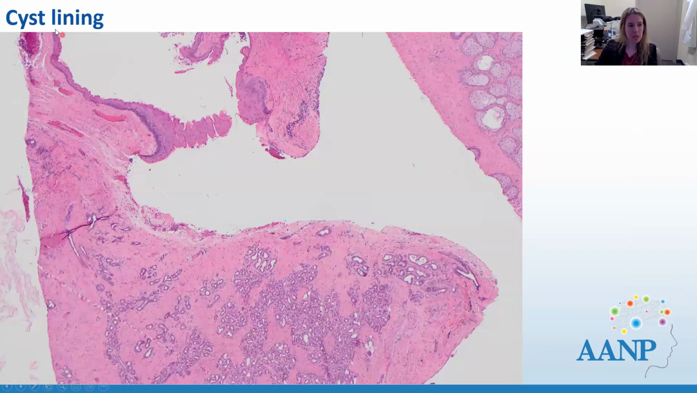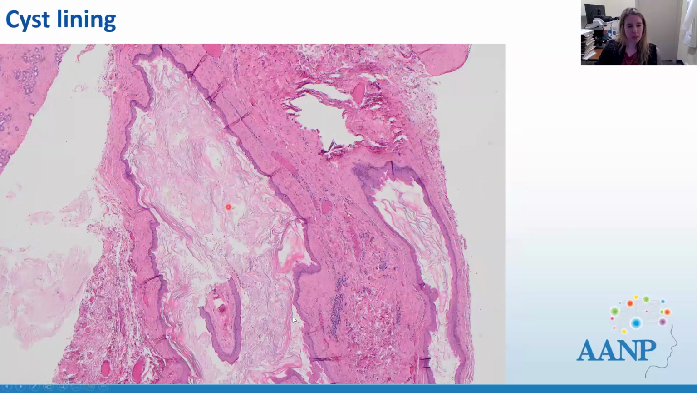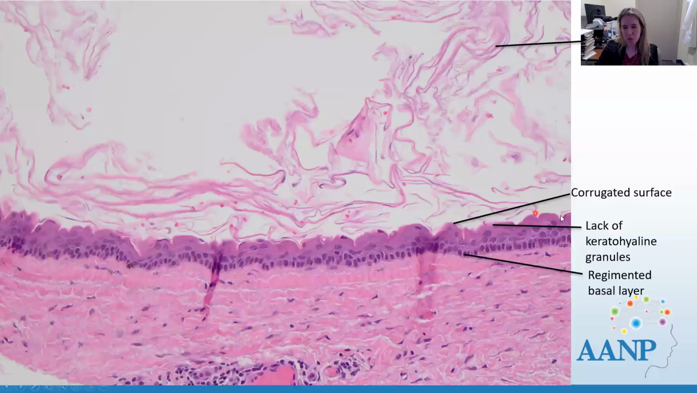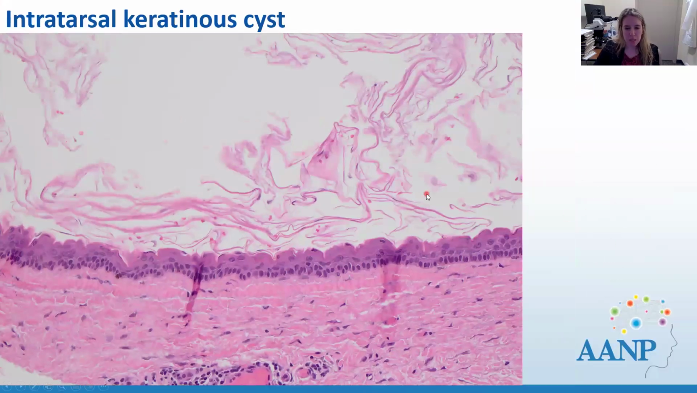And then here we can start seeing a little bit of a cyst lining appearing. And now you can see more cyst with some keratin material here. You can see that this keratin is somewhat pink and stringy, not short little bits. And that there's also, as we look at the actual cyst lining, lack of keratohyalin granules. It sort of has this corrugated appearance and a very regimented basal layer. And for us, when we see this in eye pathology, this is basically diagnostic of something called an intratarsal keratinous cyst.